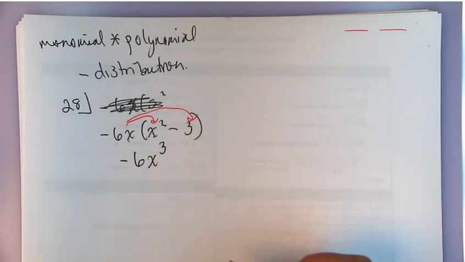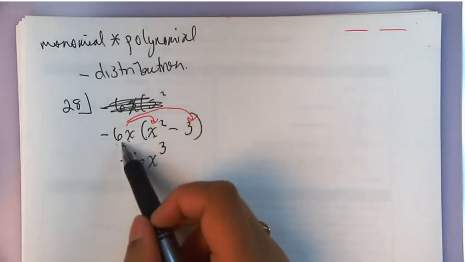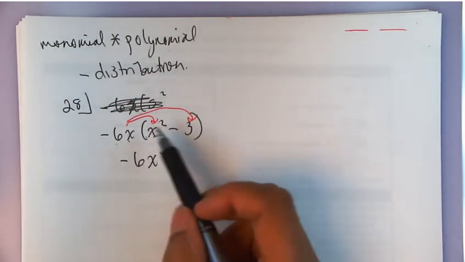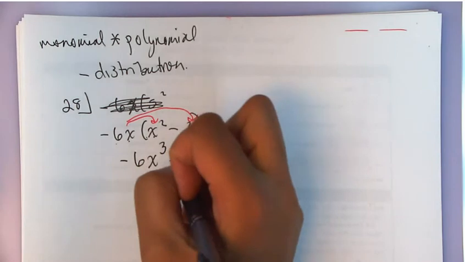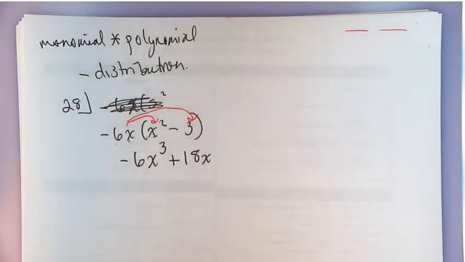So let's take negative 6x times a negative 3. Negative 6x times a negative 3 gives me a positive 18x. And there we go. That's it. Okie dokie. That was 28. Let's go ahead and do number 40.